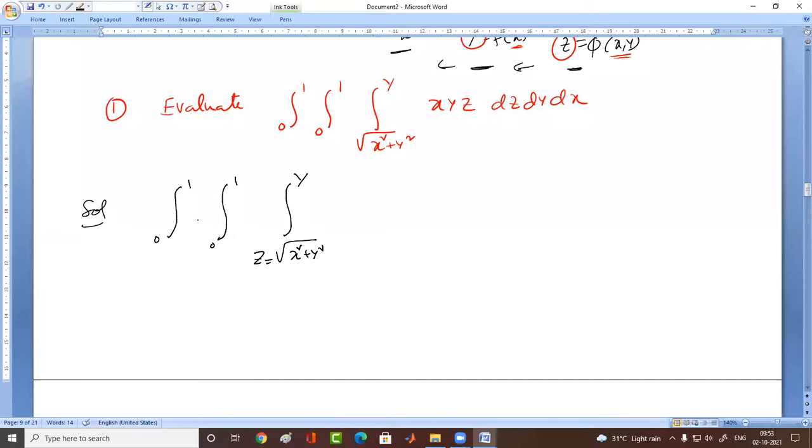Here both are constant limits. Choose any one, y or x, then no problem. I will take x, I will take y. Suppose if it is a variable limit, then choose the other variable. The order is x, y, z, dz, dy, dx. First integrate with respect to z, then integrate with respect to y, then integrate with respect to x. This is the order.